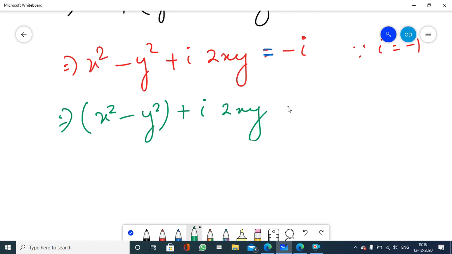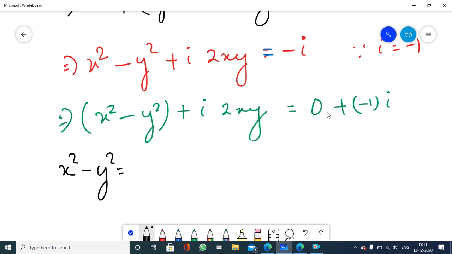So this is equal to minus i. Can I write minus i as 0 plus minus 1 into i? You get my point so far? It is in standard form, right? So these two complex numbers are equal. That means only one thing is possible. That is x square minus y square must be equal to the real part of this complex number, which is 0, and the imaginary part of the complex number on the left hand side, 2xy, must be equal to the imaginary part on the right hand side. And what is the imaginary part on the right hand side? Minus 1. Right?